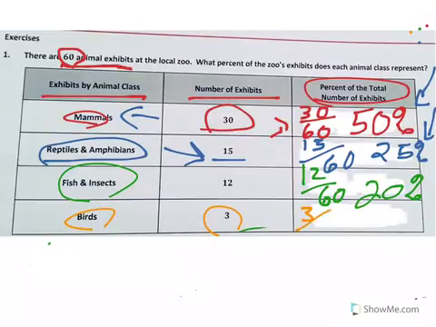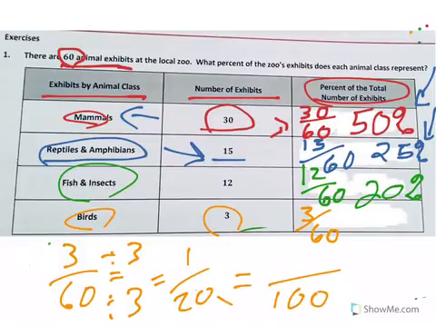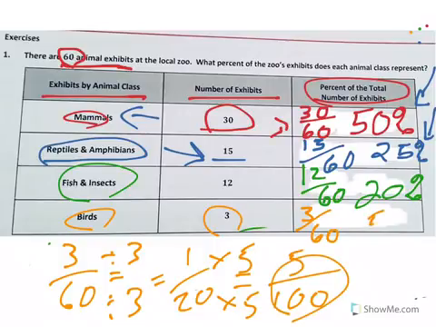Finally, we have birds. There are 3 birds, 3 out of 60. If I look over here, 3 out of 60 can both be divided by 3. I get 1/20th. If I want to find out what the percentage is, I need to get it out of 100. That's times 5. This is also times 5. Gives me 5/100ths, or 5%. If I wrote that as a decimal, it would be 0.05, right? Because remember, 0.5 is actually 50%.